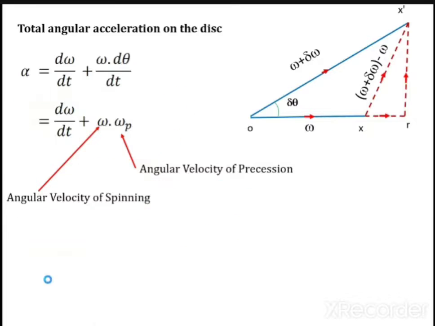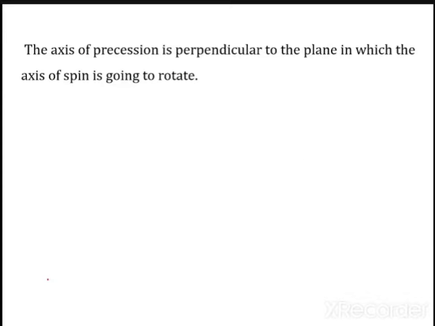So for that, now this statement we have understood, the axis of precession is perpendicular to the plane in which the axis of spin is going to rotate. So when I will show you all the planes, you will get to understand this.